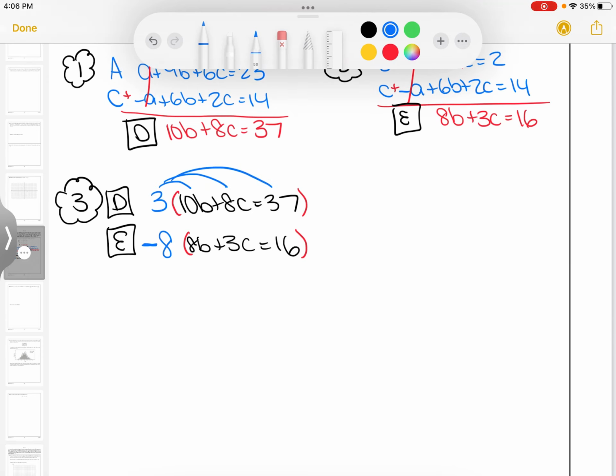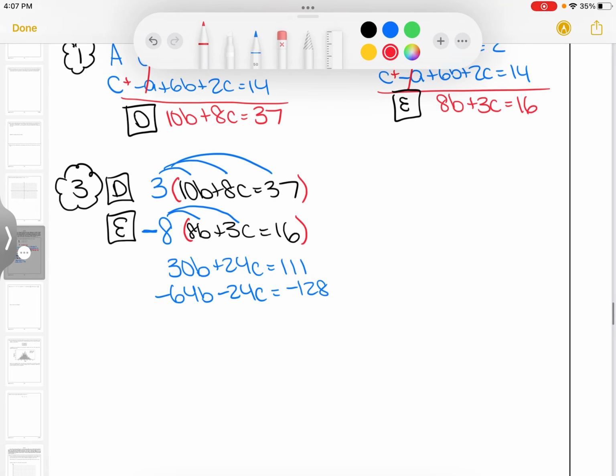And now I have to distribute a lot through. So 3 times 10b is going to be 30b. 3 times 8c is a plus 24c. And then 3 times 37 is 111. Now I distribute my negative 8 through. That'll get me a negative 64b. Negative 8 times 3c is the negative 24c that I needed it to be. And then when I multiply 8 by 16, I get 128. But that is a negative 128 because it was a negative 8. Missing even just one negative can make or break the whole rest of your problem, which is a lot more work, so be very careful.